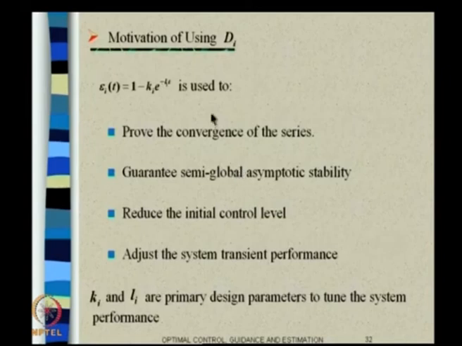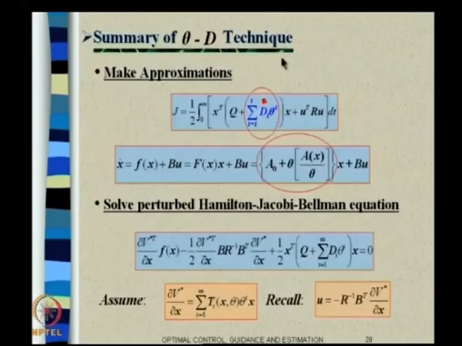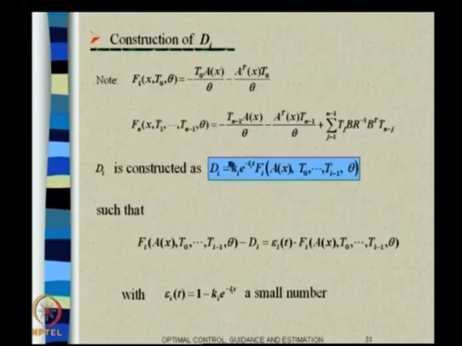So, this is what I told, this term is used to prove convergence of the series. It also guarantees some semi global asymptotic stability. It reduces the initial control level, that is what I told you already, and it adjusts the system transient performance as well. However, remember this Ki and Li did not come from the series expansion, it was just thought about later basically.